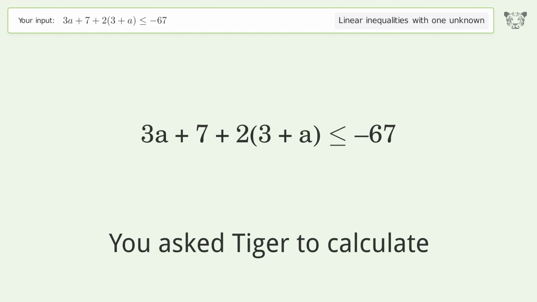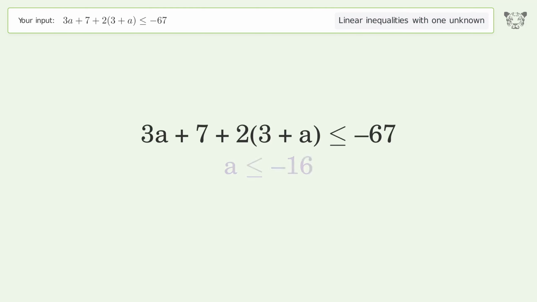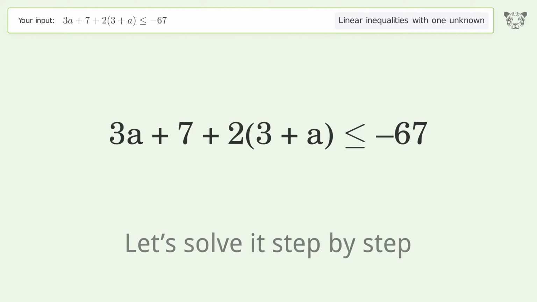You ask Tiger to calculate. This deals with linear inequalities with one unknown. The final result is a ≤ -16. Let's solve it step by step.